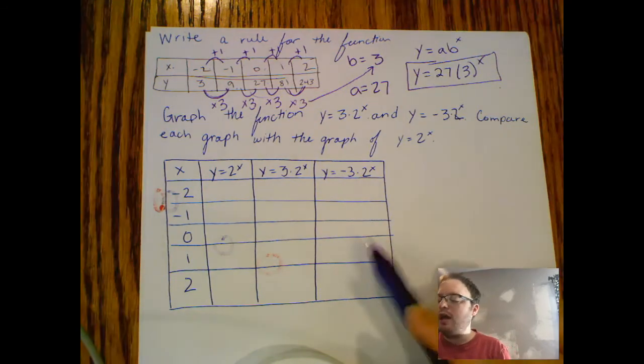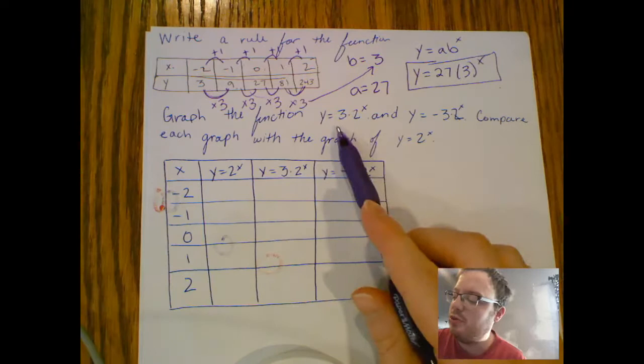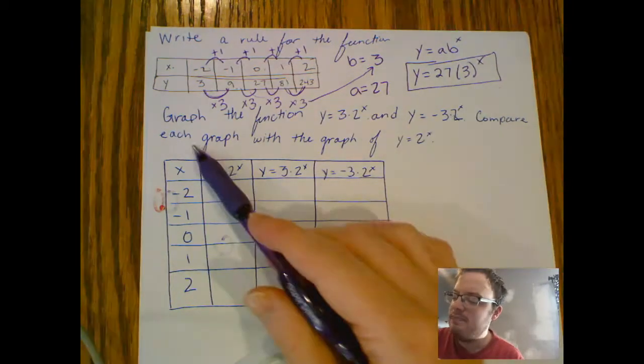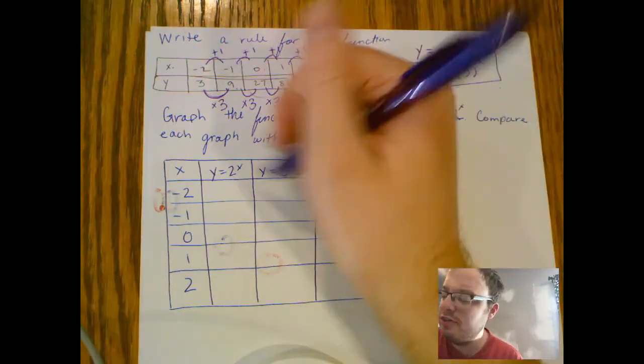Okay. And one more example that I have here is to graph the functions y equals 3 times 2 to the x and y equals -3 times 2 to the x, and compare the graph with y equals 2 to the x. Okay. Well, I do think this is a little bit easier here.